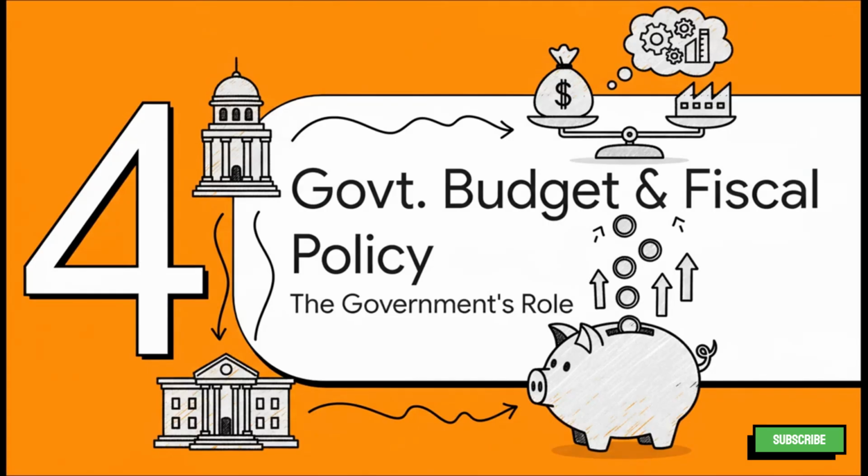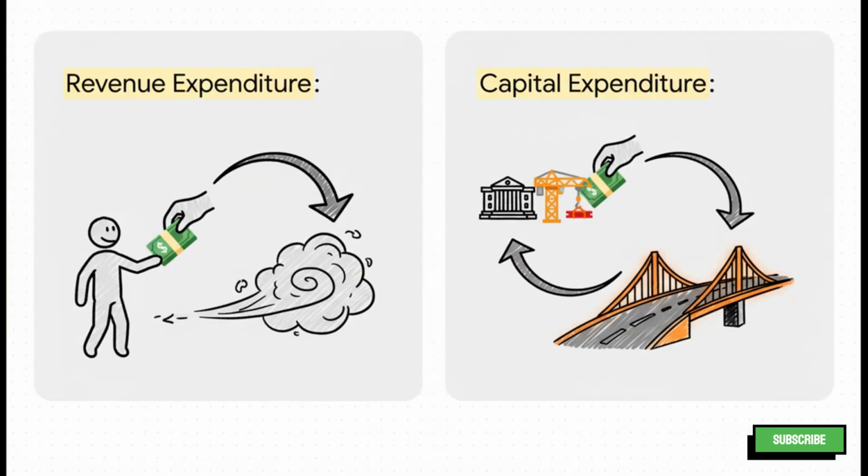So the RBI has monetary policy, right? Well, the government has its own powerful tool, and that's fiscal policy. Let's take a look at how the government's budget shapes the economy. You have got to know the difference between these two. It's absolutely critical. Revenue expenditure. Think salaries, pensions. It's for running things, but it doesn't build any new assets. Capital expenditure, on the other hand, is all about creating new assets like roads and bridges. Understanding this difference is key to seeing the long-term impact of government spending.